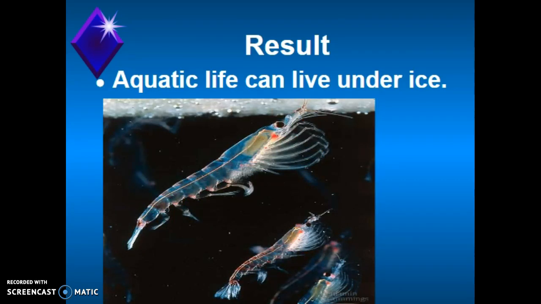So that's one reason that aquatic life can live under ice. The water is frozen up here at the top. It's really dense. It's really stable. Underneath, we've got this liquid water that's moving around and has dissolved oxygen and all those types of things. So aquatic life can often live under ice.